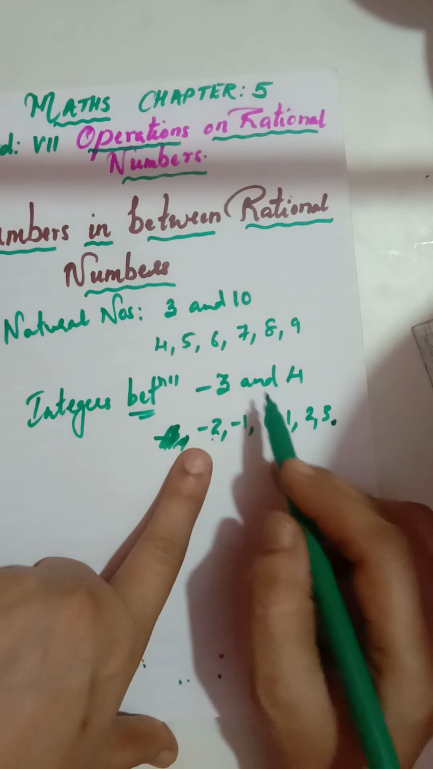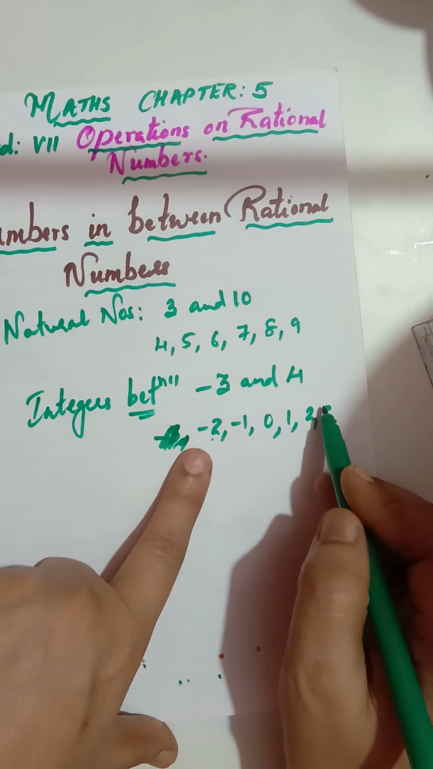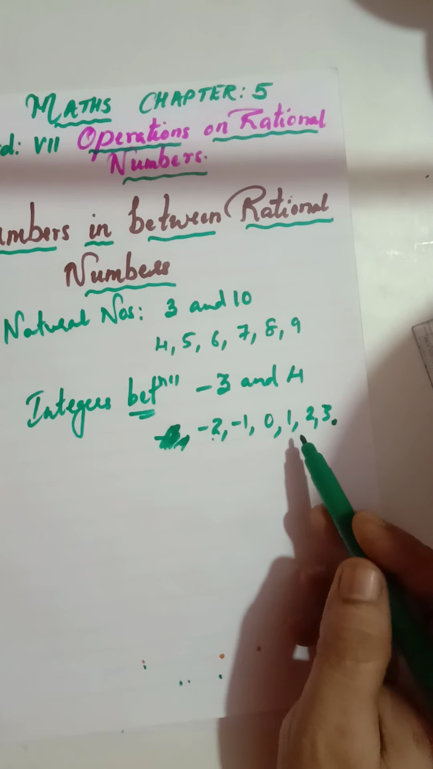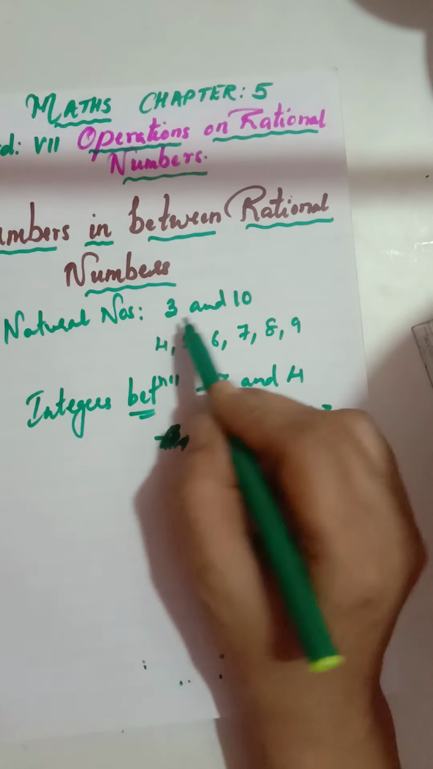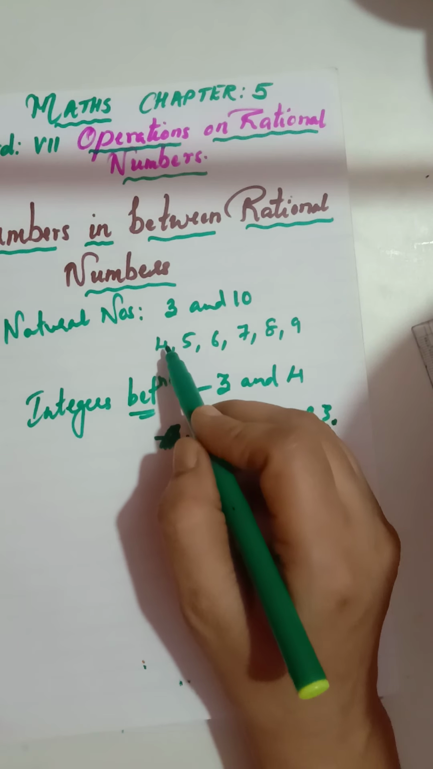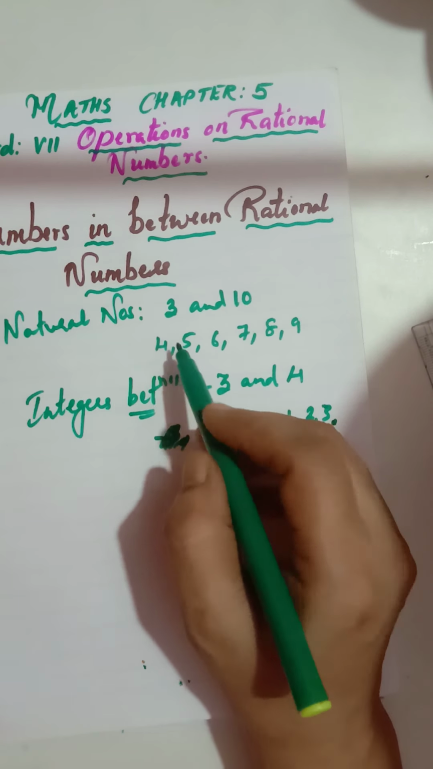Now here see children, in this way you are going to write the numbers in between two rational numbers. If it is natural numbers it is very easy to write. If it is integers, still you can write it very easily. Now one thing remember children, in between means I can also write 4.1, 4.2, right? I can write 5.1, 5.2, 5.3, any number.